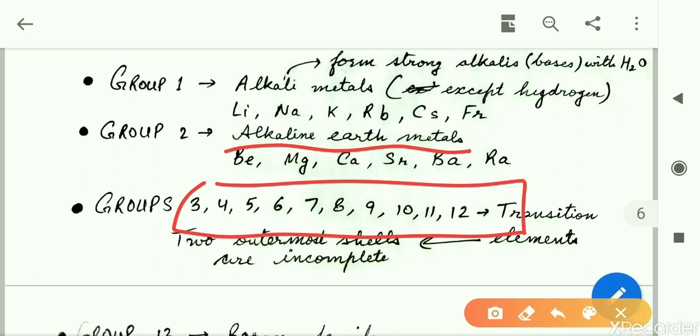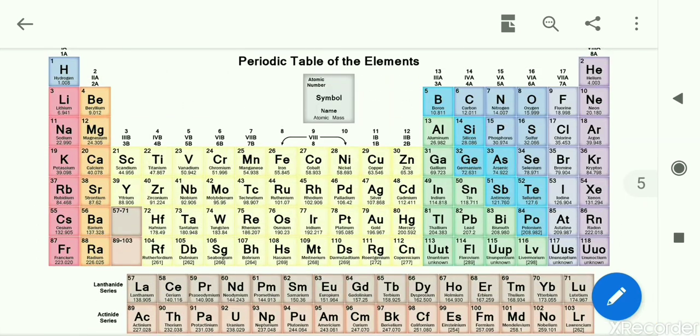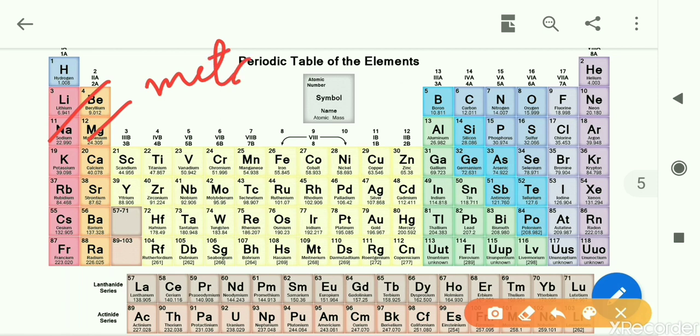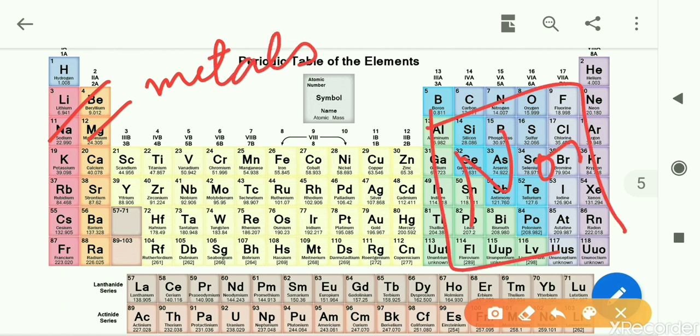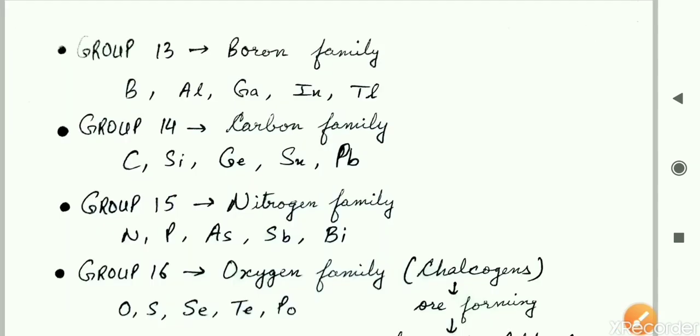Followed by group number 2 is alkaline earth metals. Groups 3 to 12 are called the transition metals. Transition in the English language means change. So what is changing over here? Let us have a look. You see here groups 1 and 2 are generally metals. This side more or less we have the non-metals. Here it is non-metal. So metallic character is changing to non-metallic character.